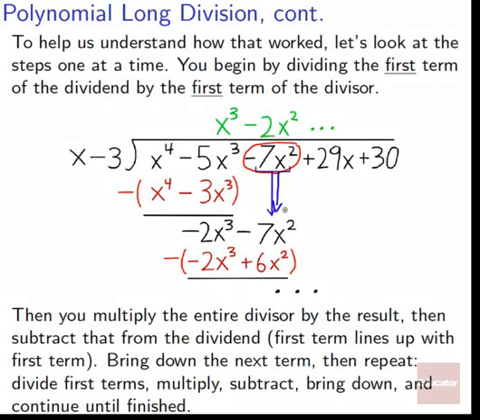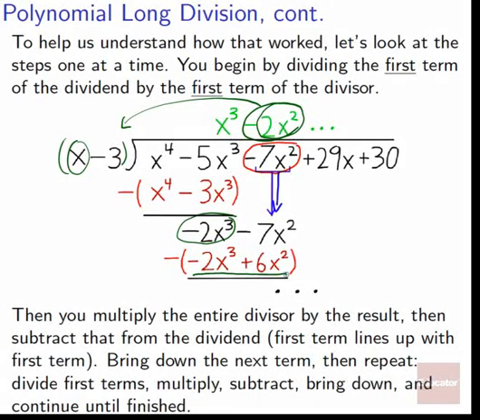And then once again, we do the same thing. How many times does x go into negative 2x cubed? It goes in negative 2x squared. So then it's negative 2x squared times x minus 3, and we get negative 2x cubed plus 6x squared. We subtract that, and we keep doing this process until we're finally at the end. We might have a remainder if it doesn't come out to be 0 for the very last step, or if it comes out to be 0, we're good, we don't have a remainder.